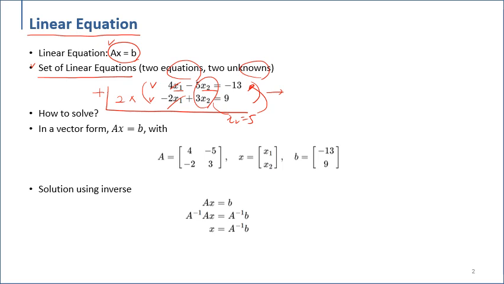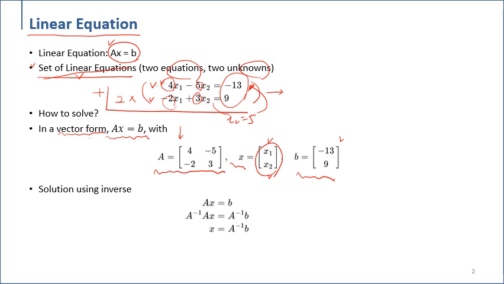And another way to express this set of linear equations is using a vector form. In this case, we can simply take the coefficients of these linear equations. By taking the coefficients of these unknown variables, you can write the A matrix, and by writing the unknown variables as a vector x, and the constants into vector b, we can rewrite the set of linear equations in a vector form with Ax is equal to b.